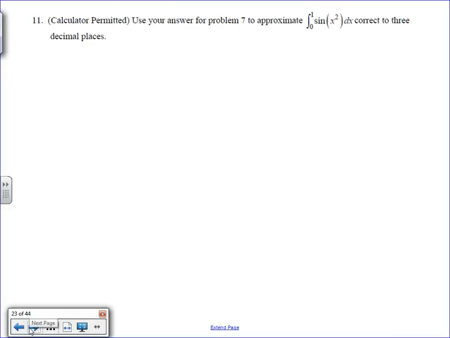What would you guys do on number 11? Would you have to derive it, or no, they gave you the actual derivative. You just use the one you have. What's the one you have? X squared minus x to the 6 over 3 factorial plus x to the 10 over 5 factorial. Oh, that's what you had in the beginning. You didn't take the integral yet? Yeah. Okay.